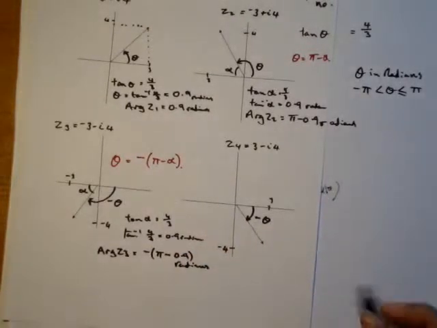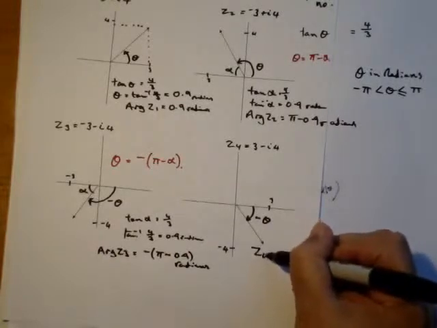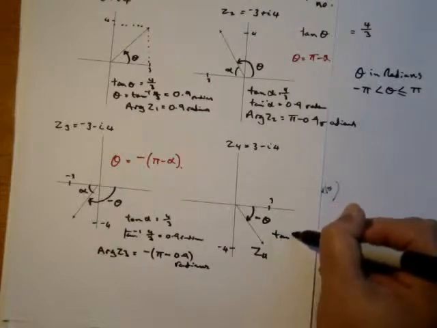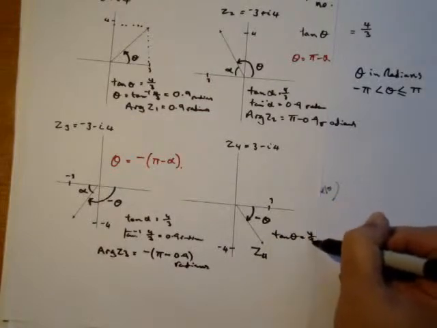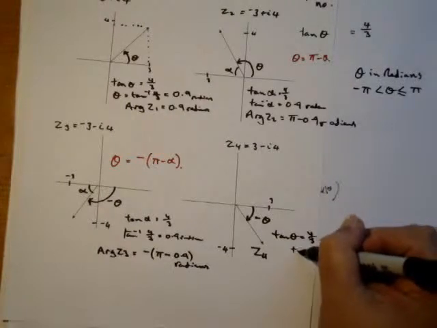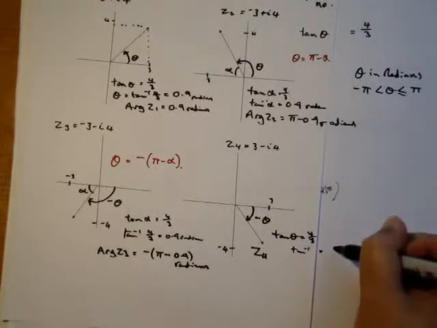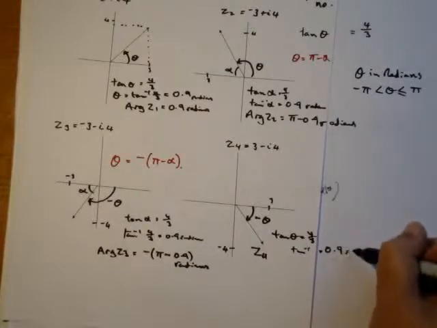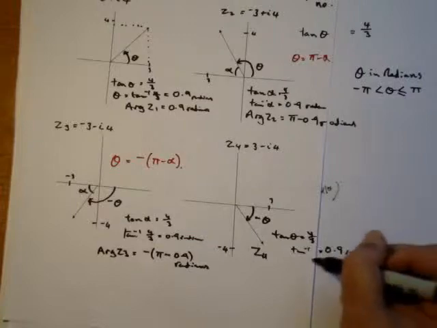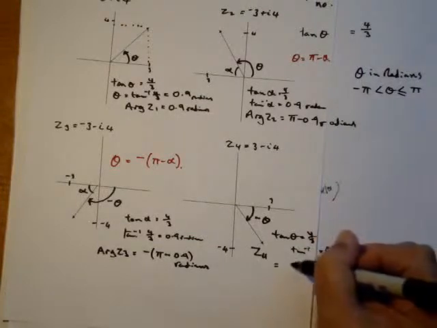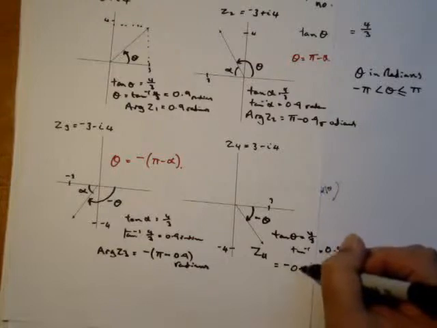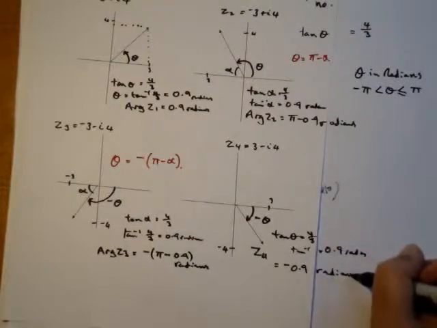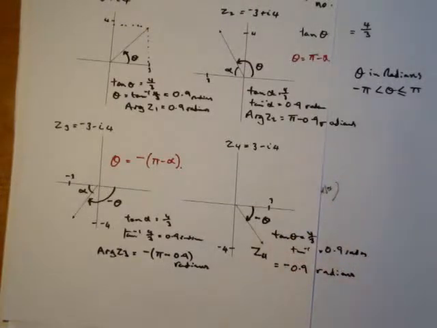In this z4, tan theta equals 4 over 3, so the inverse tan equals 0.9 radians. So arg z4 equals minus 0.9 radians. In this case we have to remember that this is minus theta.